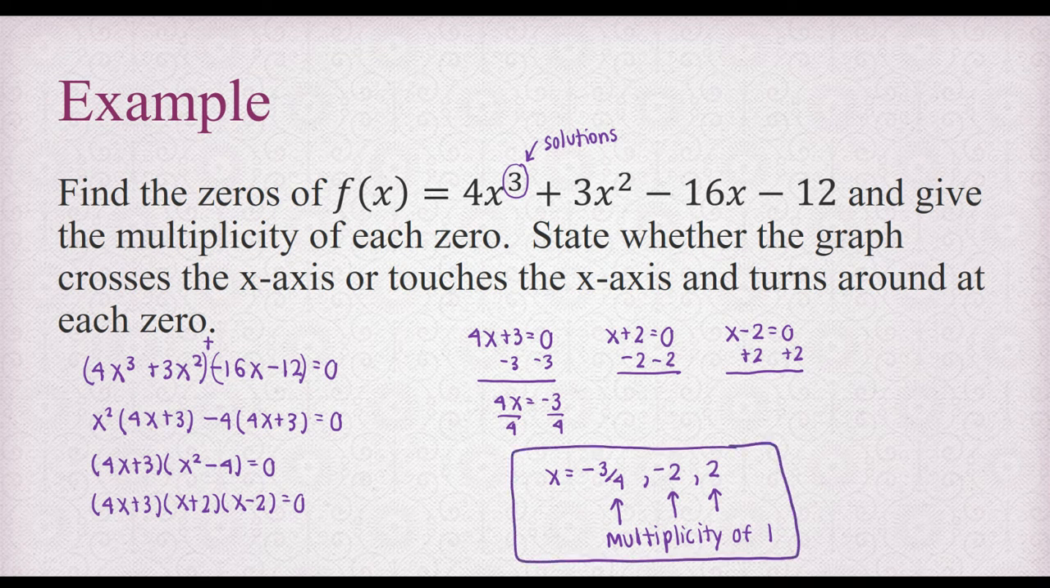But then I also now need to tell whether or not the graph crosses or touches and turns. Now, because all of those have an odd multiplicity, the graph is going to cross at each of those numbers. So the graph crosses the x-axis at, and then it's all 3 of them: negative 3/4, negative 2, and 2.